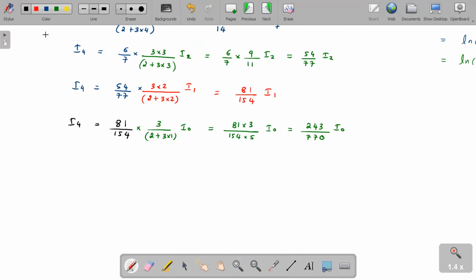Take back this answer over here. I0 is half. So I4 equals 243 over 770 times I0, which is half. How much is I4? 243 over 1,540. So this is your I4. So you see the difficulty, and do you see the amount of working you need to do to get this done? Okay.